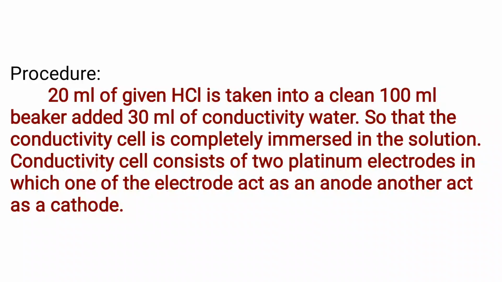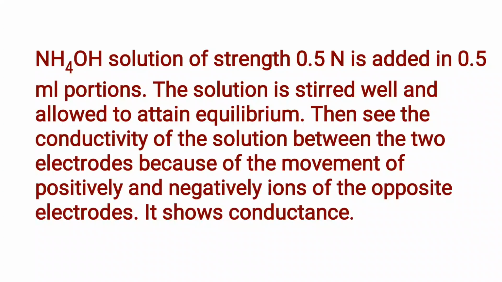The conductivity cell consists of two platinum electrodes, in which one electrode acts as an anode and the other acts as a cathode. Ammonium hydroxide solution of strength 0.5 N is added in 0.5 ml portions from the burette to the solution. The solution is stirred well and allowed to attain equilibrium. Then see the conductivity of the solution between the two electrodes, because of the movement of positive and negative ions to the opposite electrodes. It shows conductance.